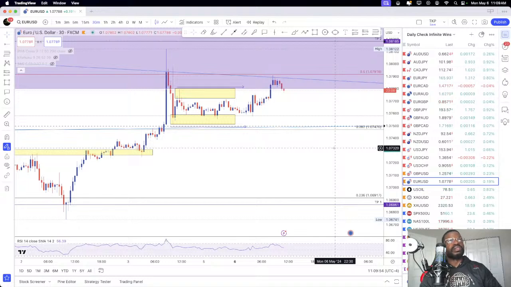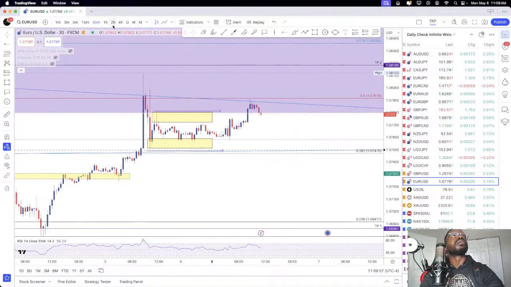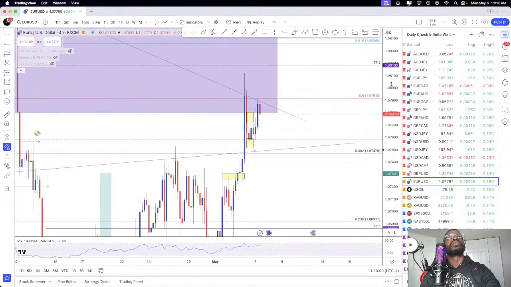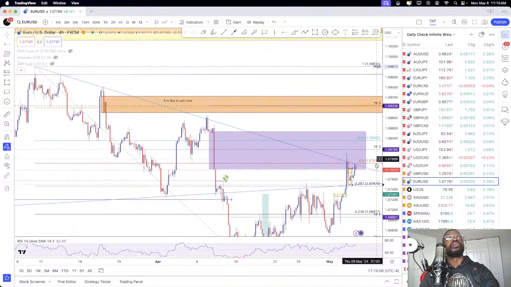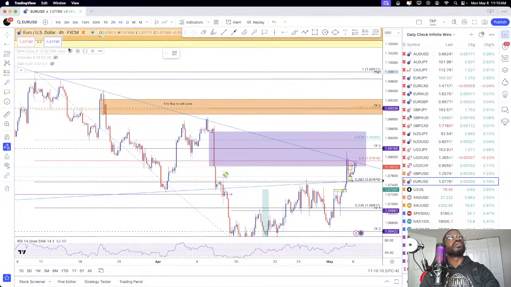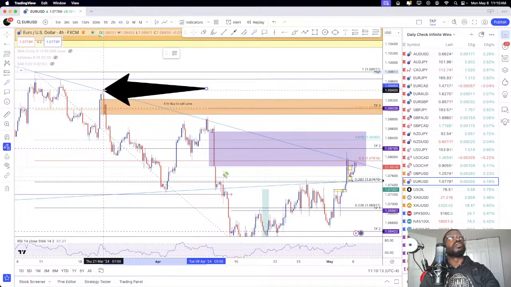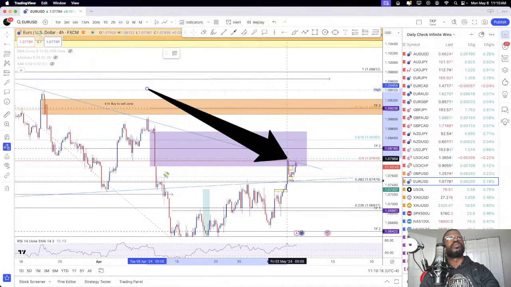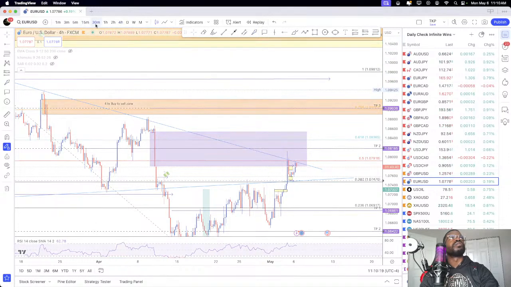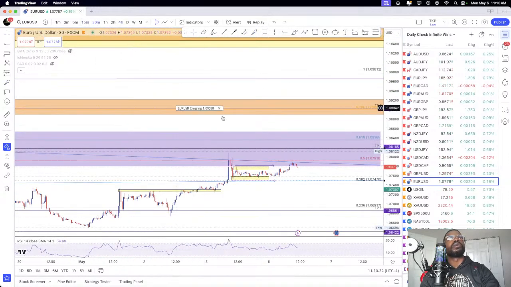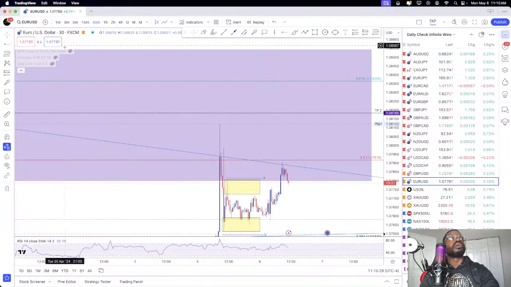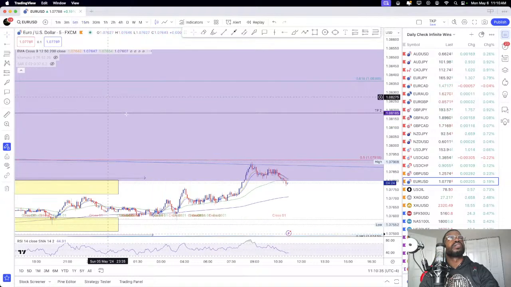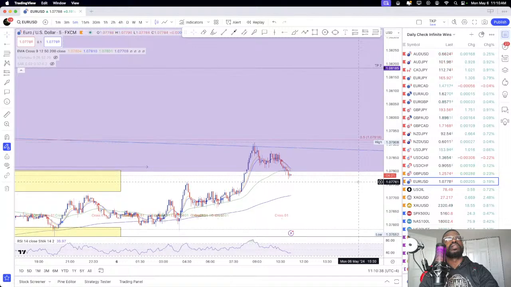So it looks like Euro USD is respecting the trend line as well. We have this downward trend line on Euro USD. Every time price touched it so far, it gave us a rejection or a pullback. Same thing here. On the 30-minute time frame, price just gave another rejection, which is a double top at this area.